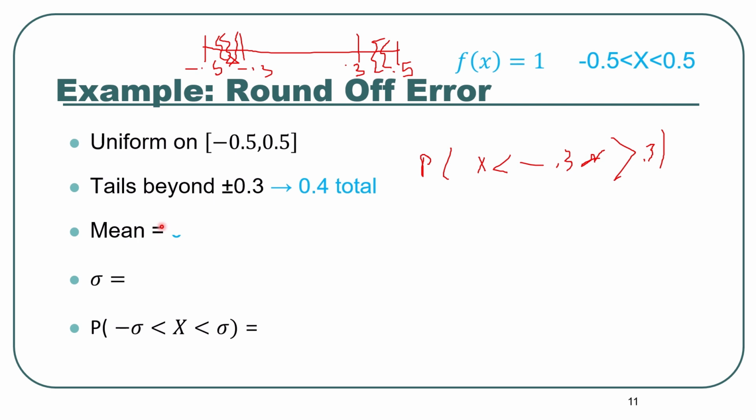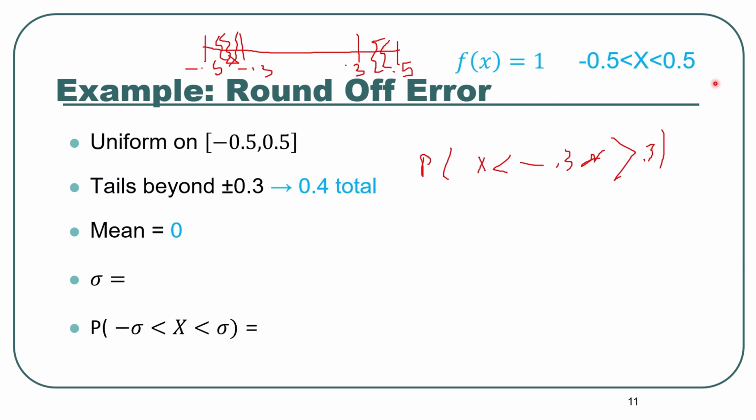What is the mean? The mean again is the midpoint of that interval, or the mid-range. This is b plus a over 2. 0.5 minus 0.5 over 2 is going to be 0. And this is normal or logical, because any round-off error average should be 0.